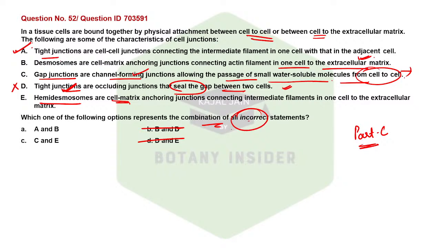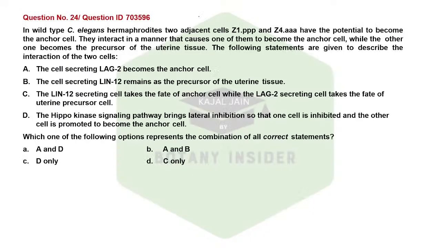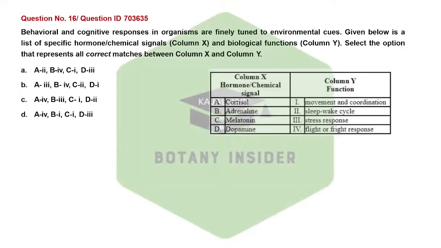First option is the incorrect information because tight junction does not help in the connection of intermediate filament with that of the adjacent one. So A and B are the wrong statements. Without even reading all the options, you can easily reach your correct answer and easily score 4 marks out of this question. Easy question, not at all difficult. Next question.